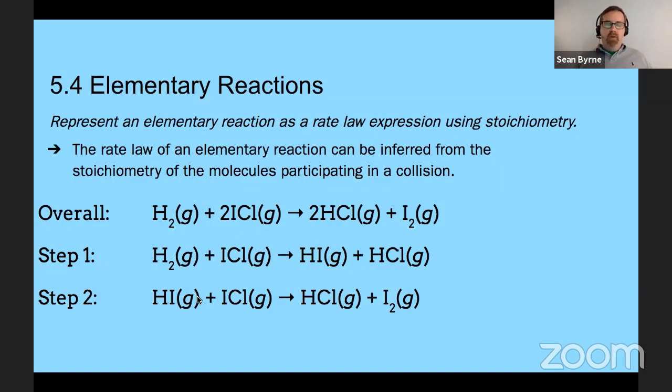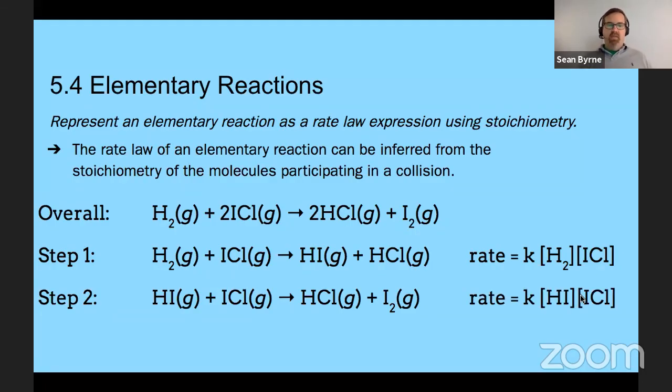But what we can do is look at each of these elementary steps and say, what would be the predicted rate for each of those elementary steps? We wouldn't do this for the overall reaction, but we could say for step number 1, what could the rate look like? It turns out that the rate for step number 1 would match the coefficients on the balanced equation. So for this step alone, the rate would look like hydrogen to the first, ICl to the first. And similarly, we could do the same thing for the second step.